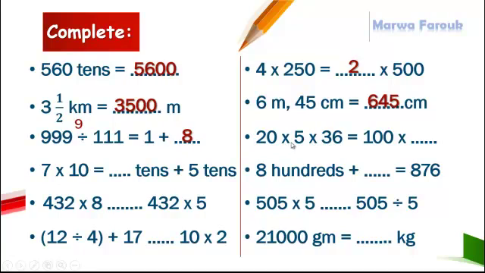Again we have two sides. 20 times 5 times 35. I will put down that 0 first and cross it.